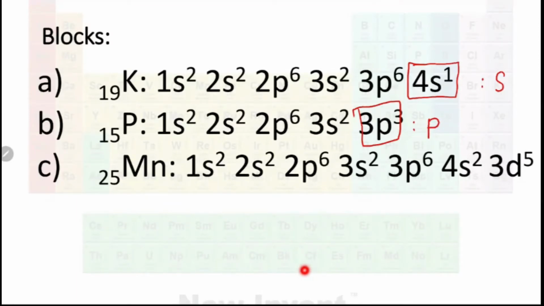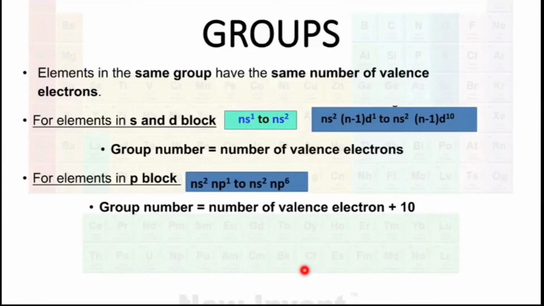Okay, how about manganese? 3d. So that means manganese is in which block? D block. Okay, understand? Good. Okay, for groups, how do we determine the groups?